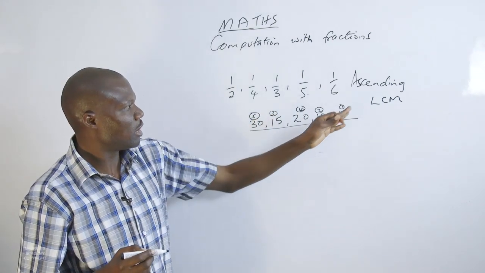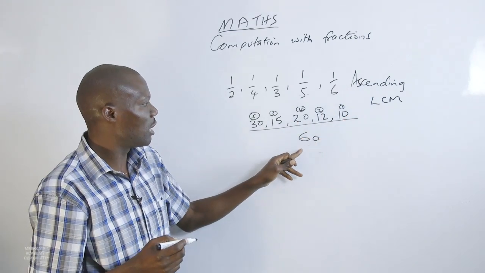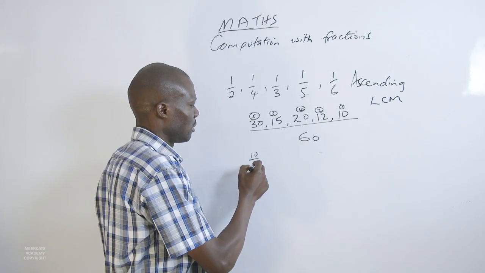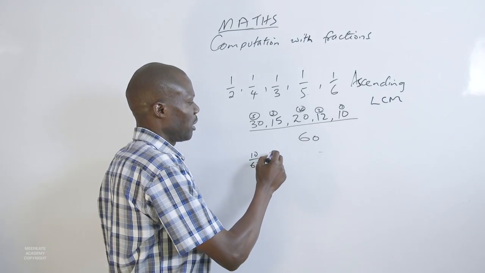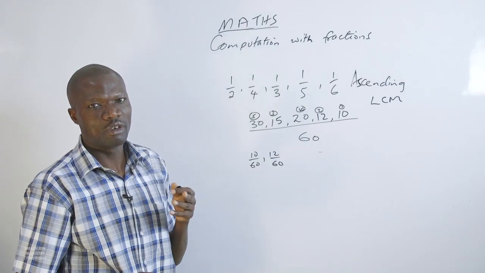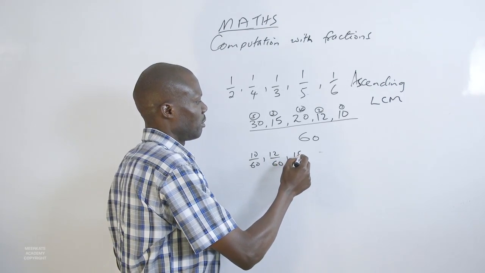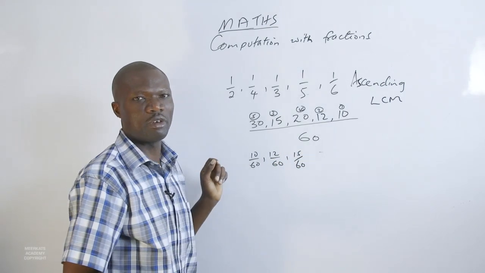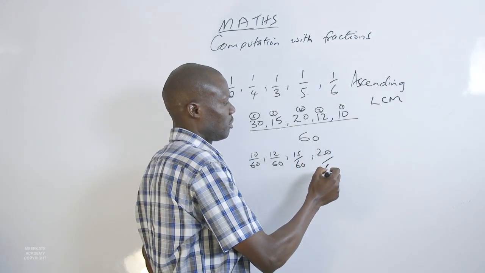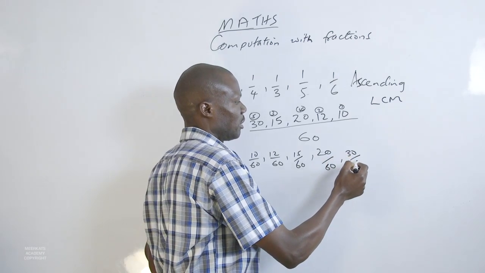So to arrange in ascending, we start with the least. The least is 10 over 60, followed by 12 over 60, followed by 15 over 60, followed by 20 over 60, and finally 30 over 60.